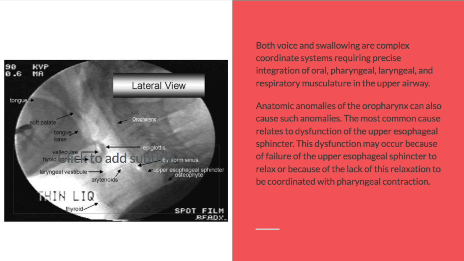Both voice and swallowing are complex coordinated systems that require precise integration of oral, pharyngeal, laryngeal, and respiratory musculature in the upper airway. Structural anomalies of the oropharynx can also cause such problems. The most common cause relates to the dysfunction of the upper esophageal sphincter. This dysfunction may occur because of failure of the upper esophageal sphincter to relax, or because of the lack of relaxation being coordinated with pharyngeal contraction.